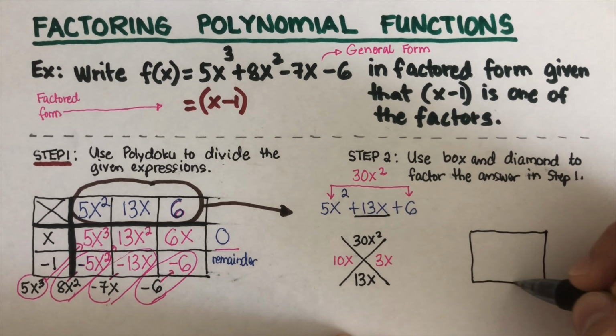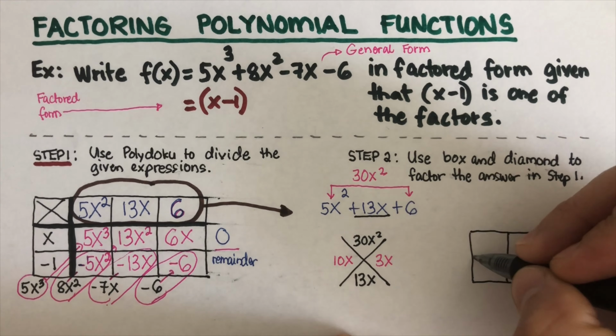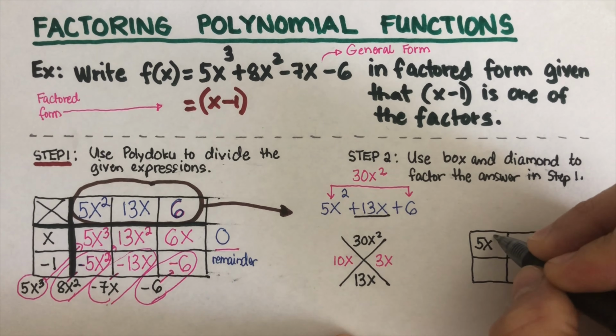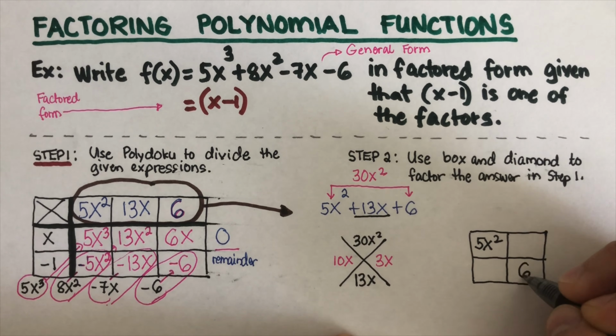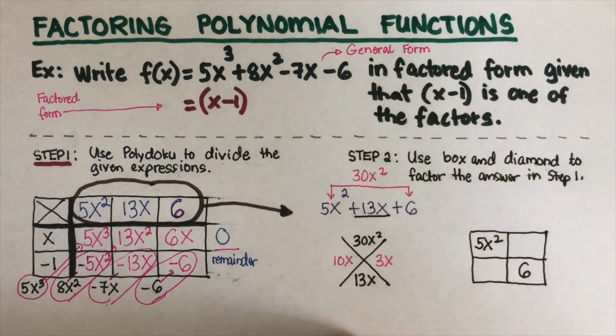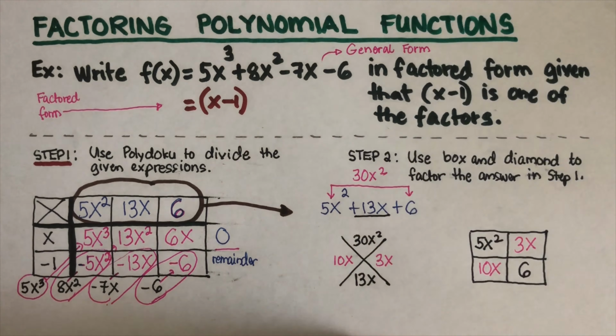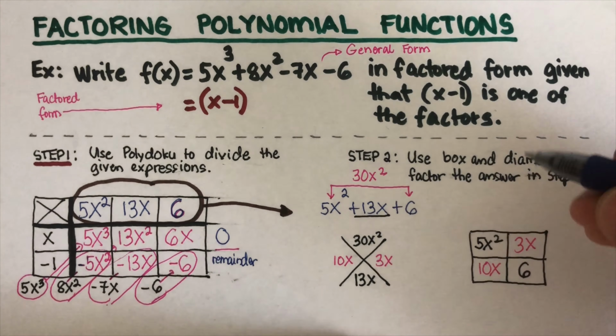So first, I'm going to do the 2 by 2 box right here. The first term is going to go here, 5x squared. The last term, 6, is going to go here. And then the ones that we got in red, I can put them in here. So that is 10x, and this is 3x. From here, I should be able to determine the factors.